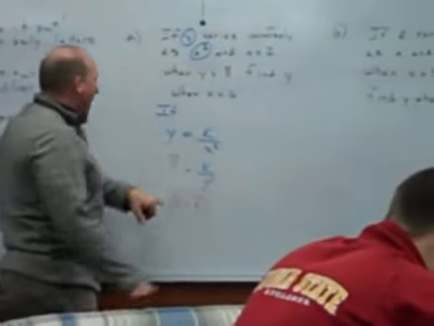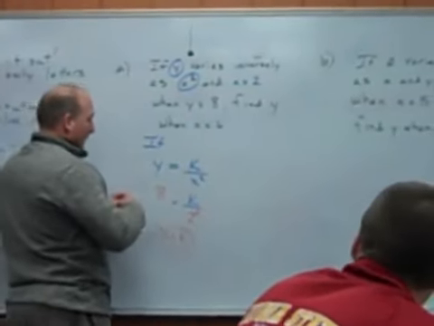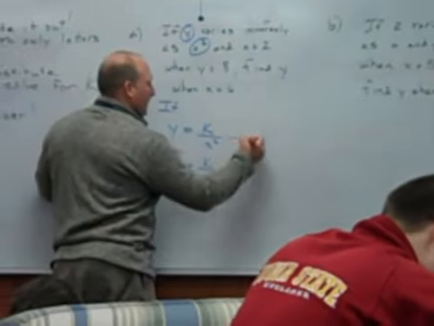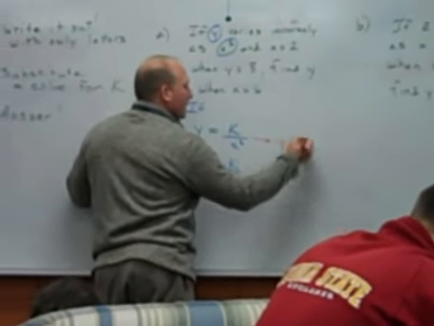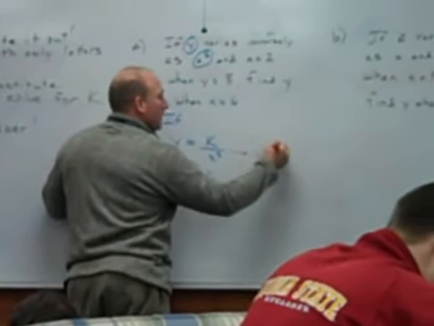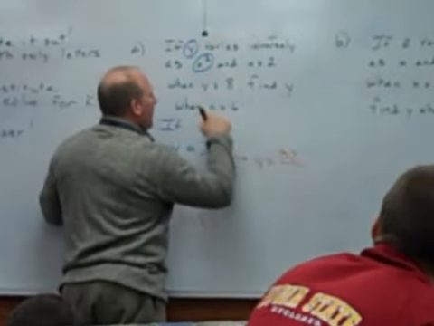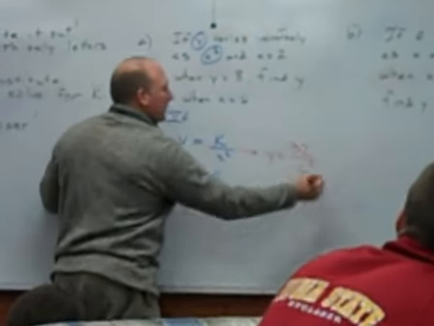Answer. Find y. Now I'm going to go back up here. Find y. What's my k value? 32. When x is 6.